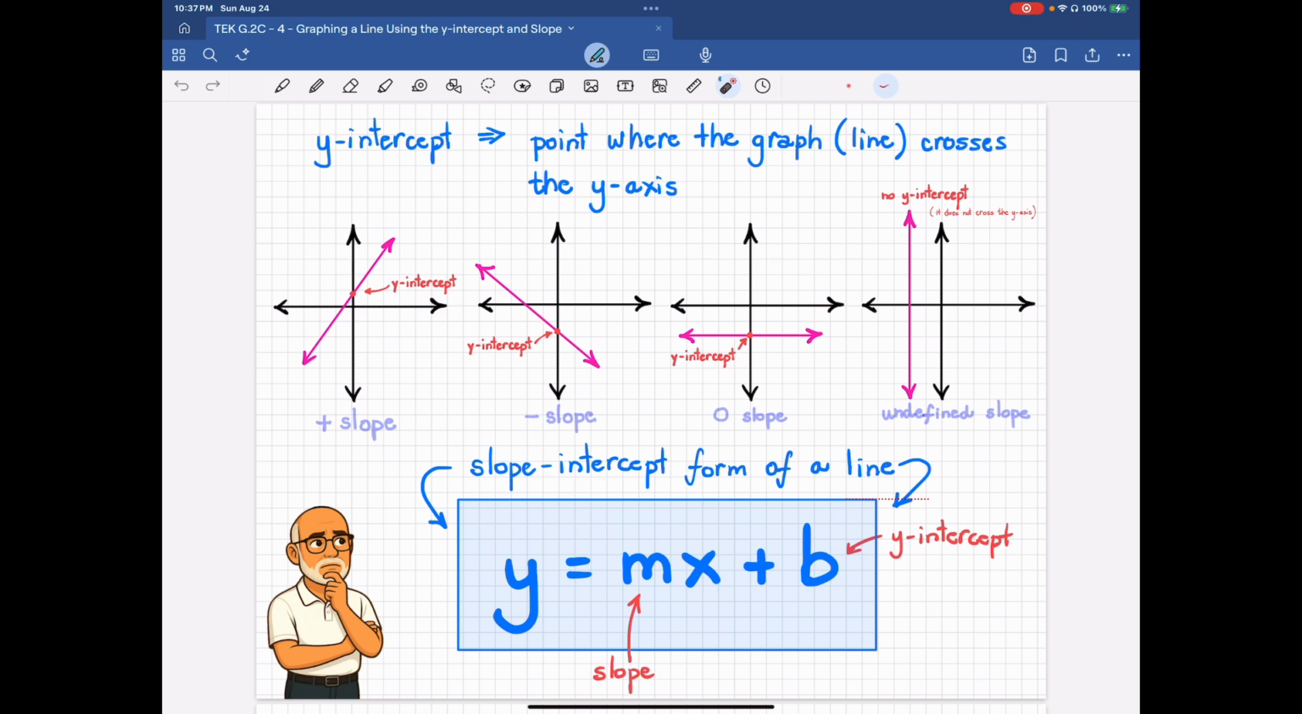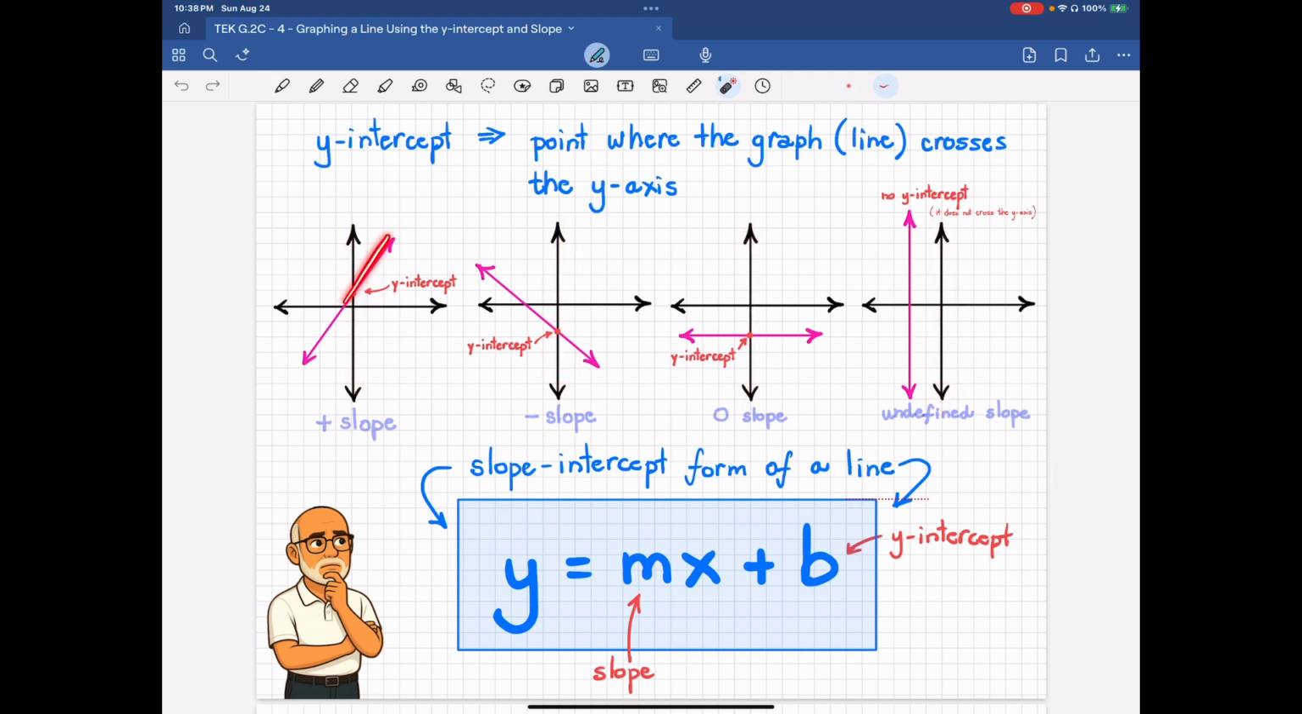I want to quickly review this concept of a y-intercept. A y-intercept is the point where the graph crosses the y-axis. Remember, the y-axis is the one that goes up and down. The x-axis goes to the right and to the left. So if I'm looking at my four graphs right here, and I highlight my y-axis, that would be this axis here, this axis here, this axis here, and this axis here.